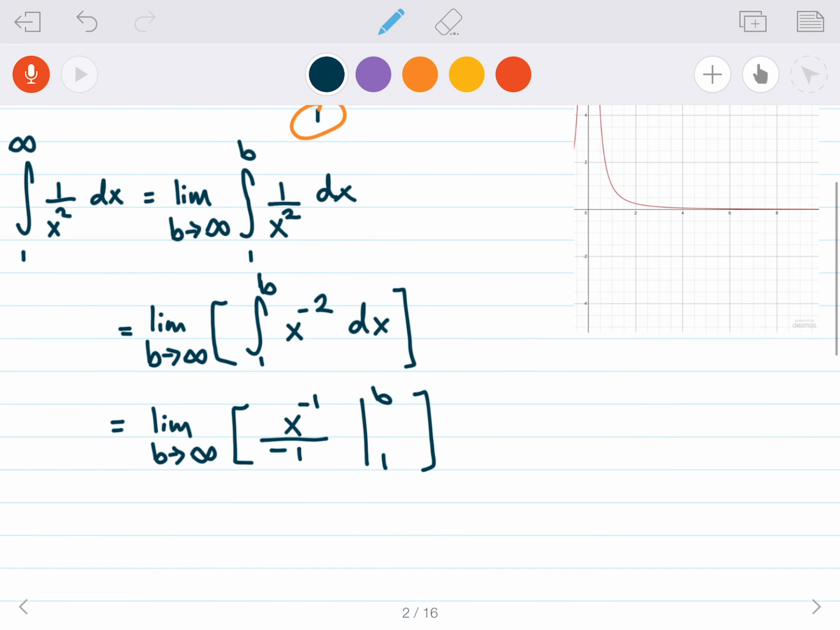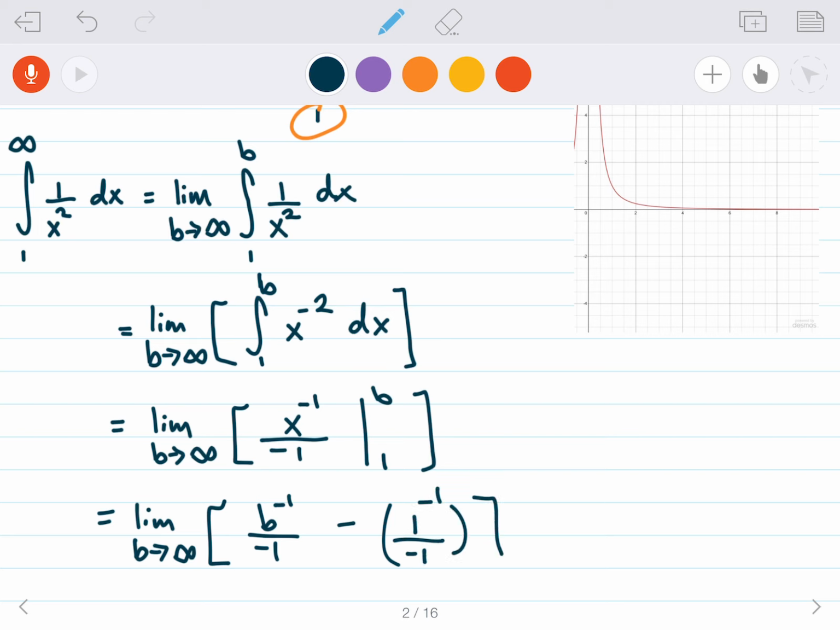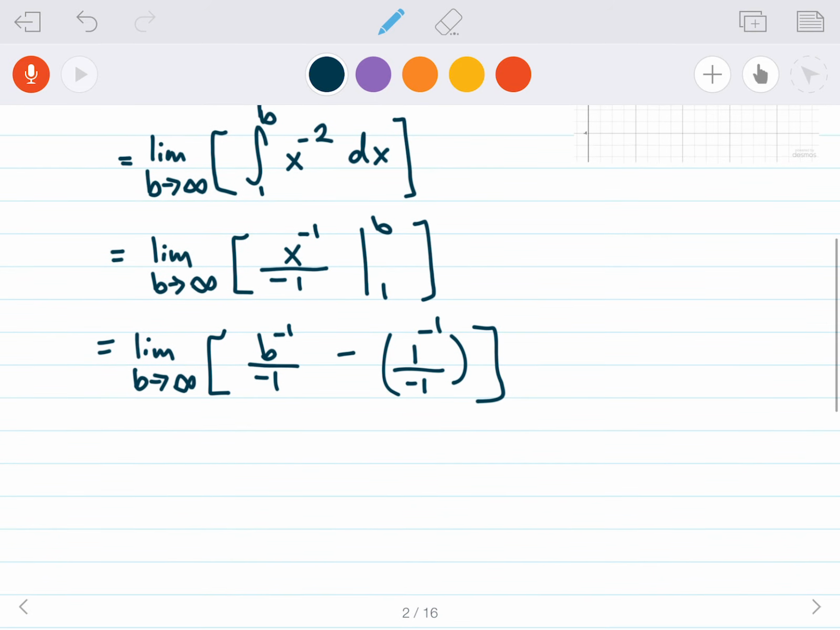Let's go ahead and plug that in, keeping the limit in the front. We have b to the -1 over -1 minus 1 to the -1 over -1. Now let's clean up the inside a little bit before we take this limit.